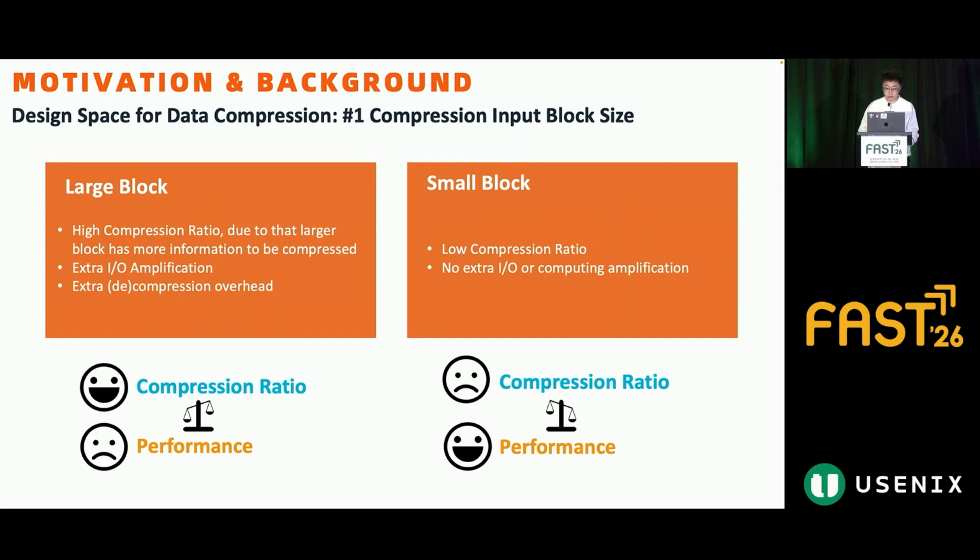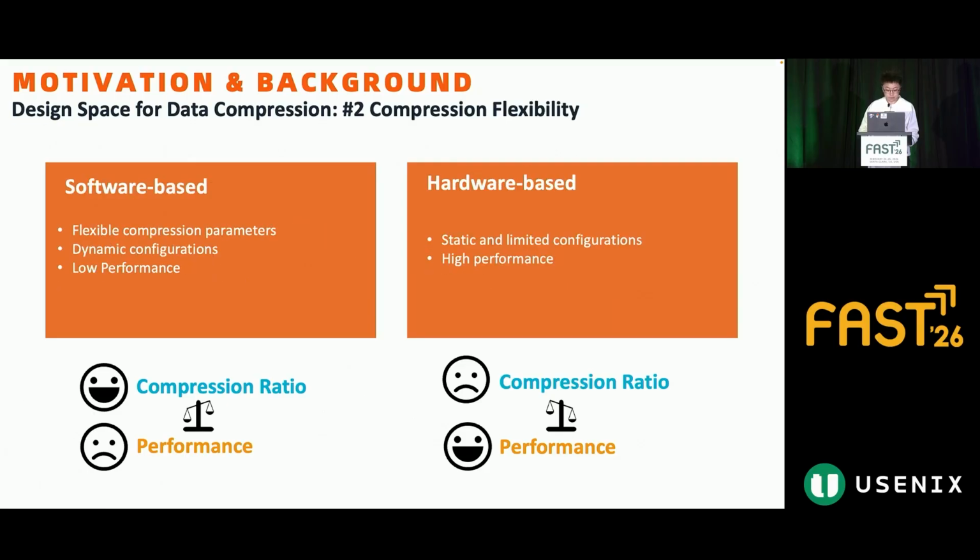For the compression input block size, a larger block gives a compression algorithm more information to work with, so it achieves a higher compression ratio. But it also introduces extra amplification and extra compression and/or decompression overhead. On the other hand, a smaller block enables better random access, but gives a lower compression ratio. This is a foundational trade-off between compression ratio and performance.